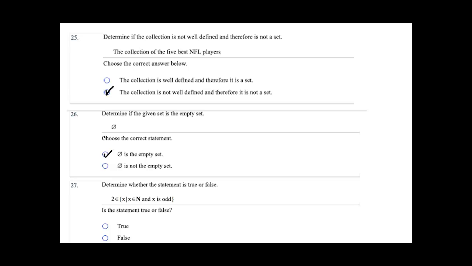For number 27, determine whether the statement is true or false. When reading this, it says 2 is an element of the set X such that X is an element of the natural numbers and X is odd. So basically it's saying the set is all of the odd natural numbers. 2 is not an odd number, so this one is false.